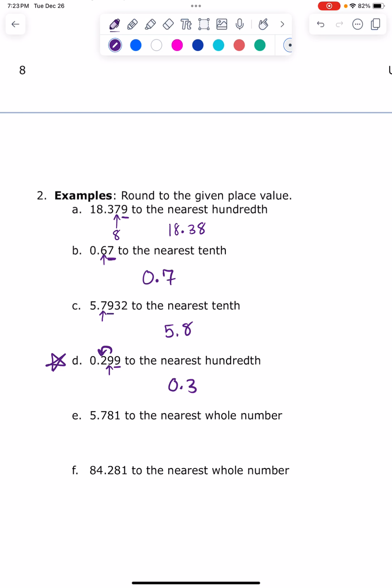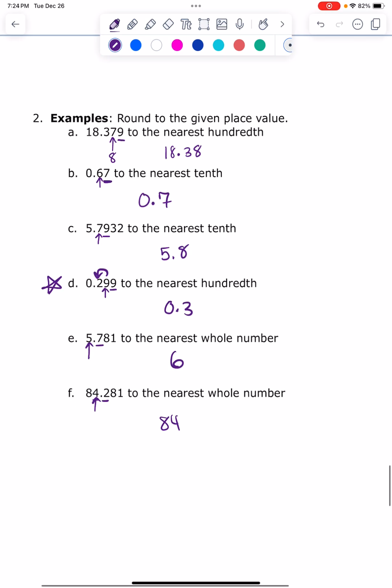5.781 to the nearest whole number. My whole number is the 5. The next one to the right is 7, so that gets bumped up to 6. 84.281 to the nearest whole number. That's the 4. 2 is not greater than or equal to 5, so it's just going to become 84. So it didn't get bumped up to 85 because 2 is not greater than or equal to 5.